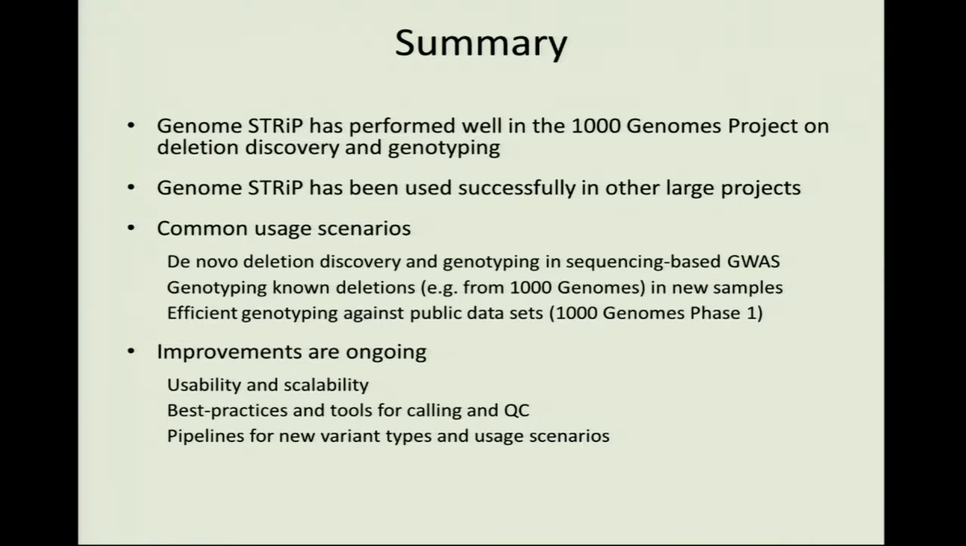So in summary, Genome STRiP was designed in the 1,000 Genomes project, and it's performed really well in all the benchmarks there and in all the validations. Other large projects have used it successfully, and an increasing number of projects are using it. We've had a lot of new users register in the last year.